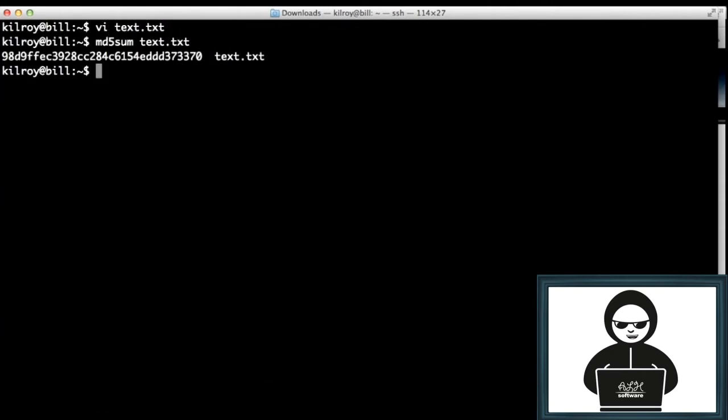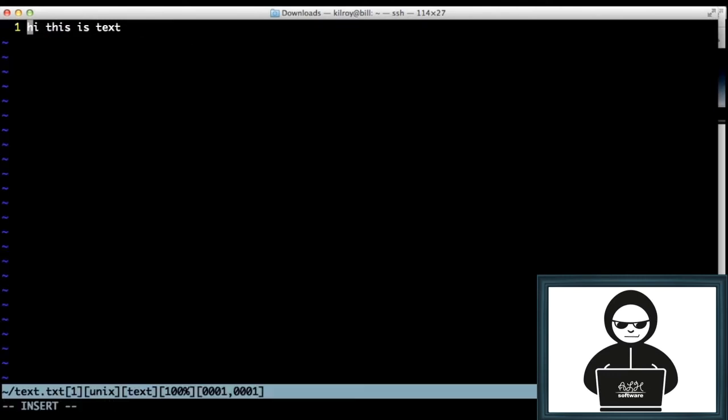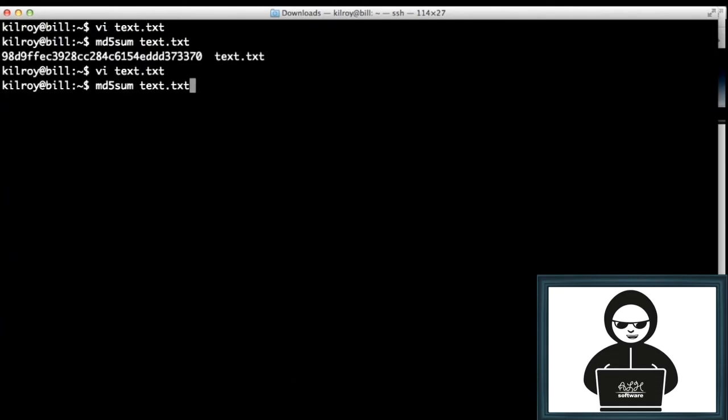So you can see the hash there. All I added was a 1 and a space, so not significantly different. But look at the hash now. The hash is very, very different.